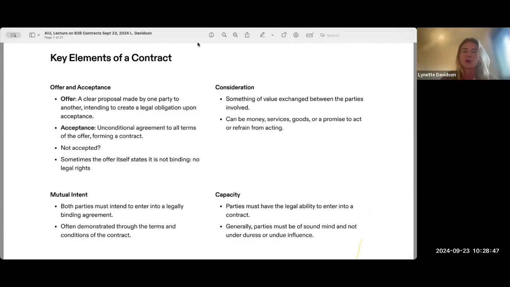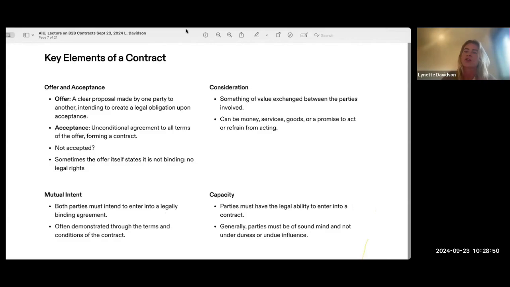A consideration, what does that mean? Well, it means that something of value is exchanged between the parties involved. It can be money, services, goods, or a promise to act or refrain from acting. These can be many different things. It depends on what you want to deliver or perform through the agreement.